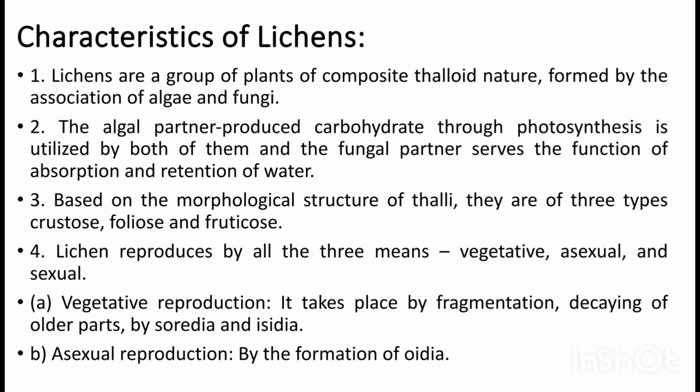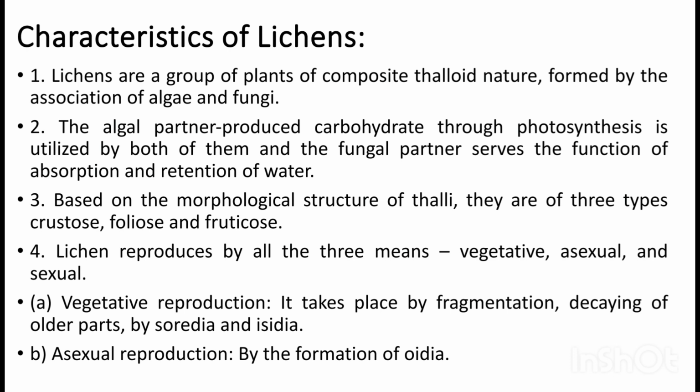Based on the morphological structure, what is morphology? Morphology means the observable characters or the external character of an organism. They are of three types. Three types of lichens are crustose lichen, foliose lichen and fruticose lichen. So there are three types of lichen.